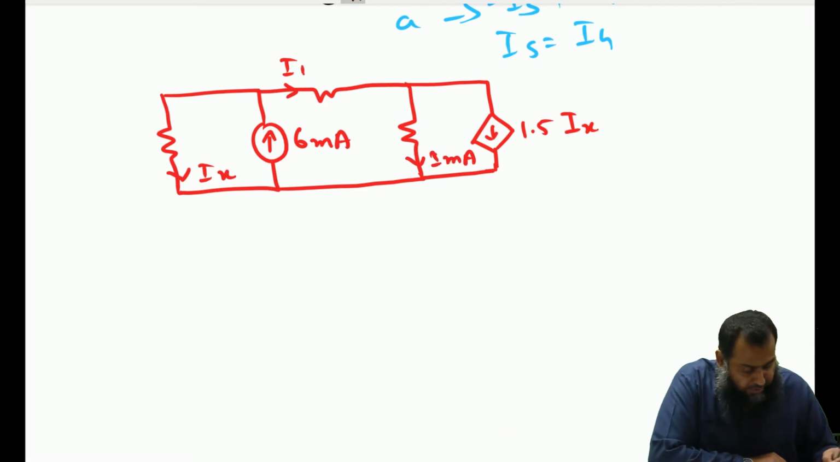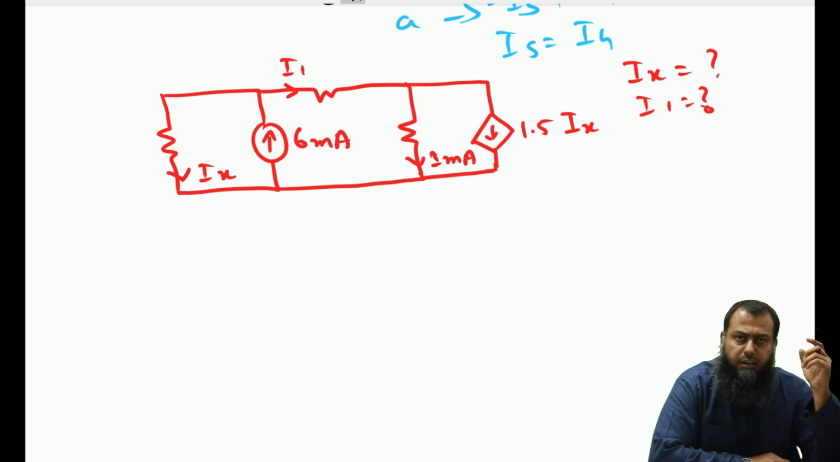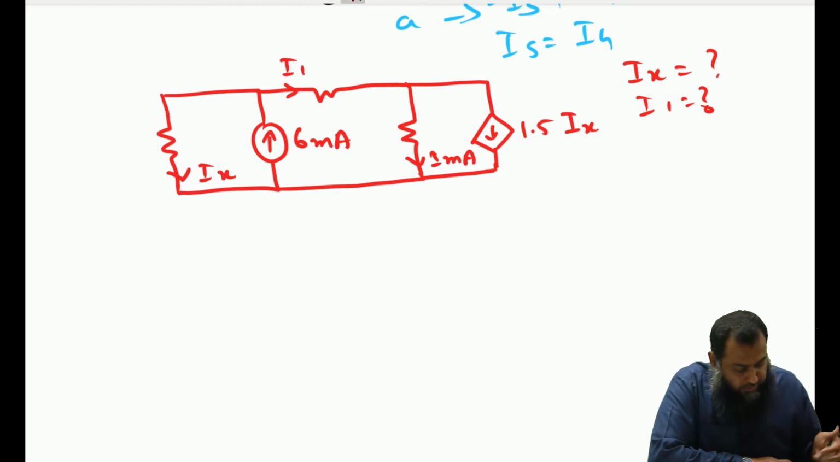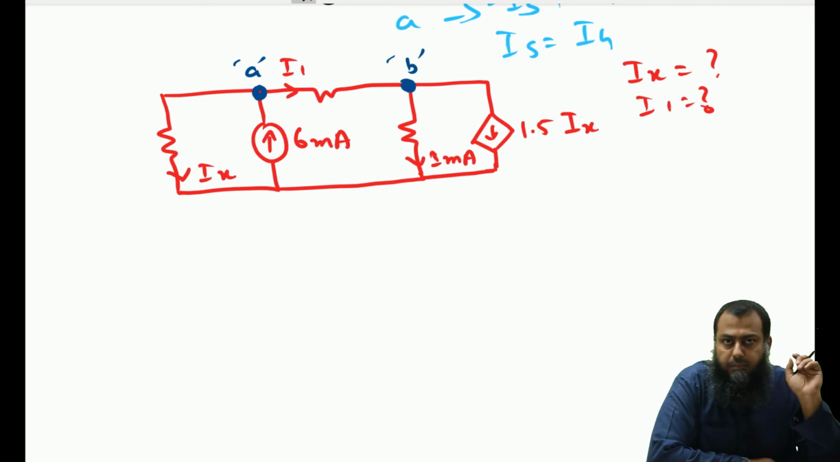We are tasked to find out in this numerical the value of the current Ix, which is unknown, and I1 is also unknown. Let us see how we can solve this circuit by just applying Kirchhoff's current law. We have this node and this particular node available. Let us apply Kirchhoff's current law at node A and node B. Remember that whatever current enters a node, we assign a negative value, and all the currents that leave the node are assigned a positive value.